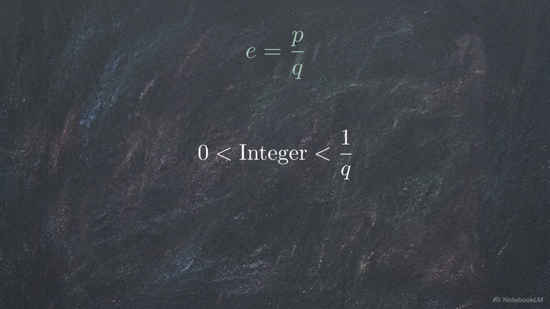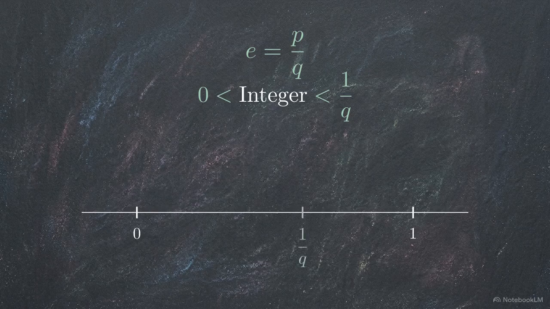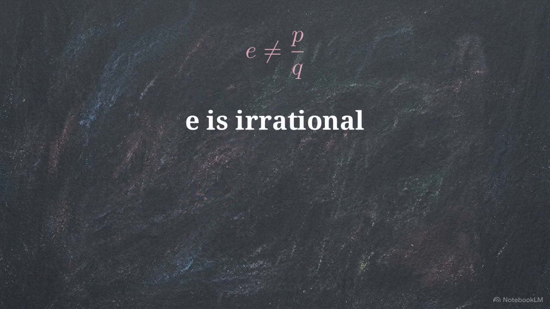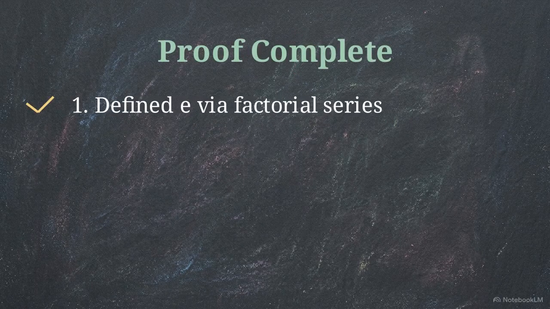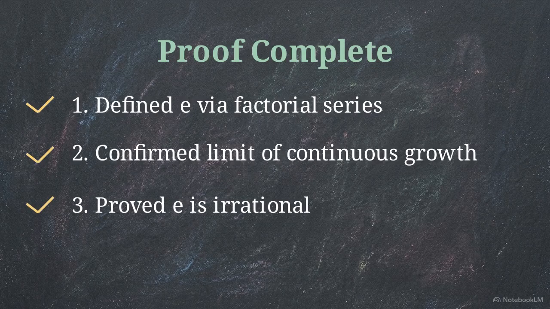But look at what we've built. The left side is strictly greater than 0. The right side is 1 over q. Since q is a positive integer, the right side is at most 1. We have mathematically trapped an integer strictly between 0 and 1. That is impossible. Our initial assumption must be false. The number e cannot be written as a fraction. By starting with a simple series of factorials, we confirmed the classic limit of continuous growth and proved beyond a doubt that e is irrational.